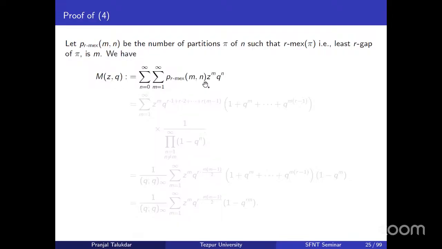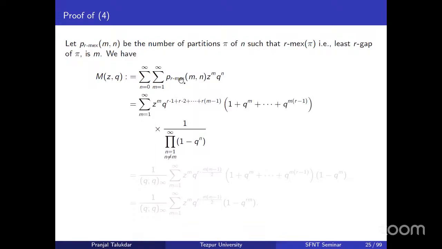Here n is from 0 to infinity, since the number being partitioned cannot be negative, and m starts from 1 to infinity since rmax is a positive integer. And if you notice, the exponent of z is the least r-gap, or rmax, so the exponent of z takes care of the rmax, and the exponent of q takes care of the number being partitioned.